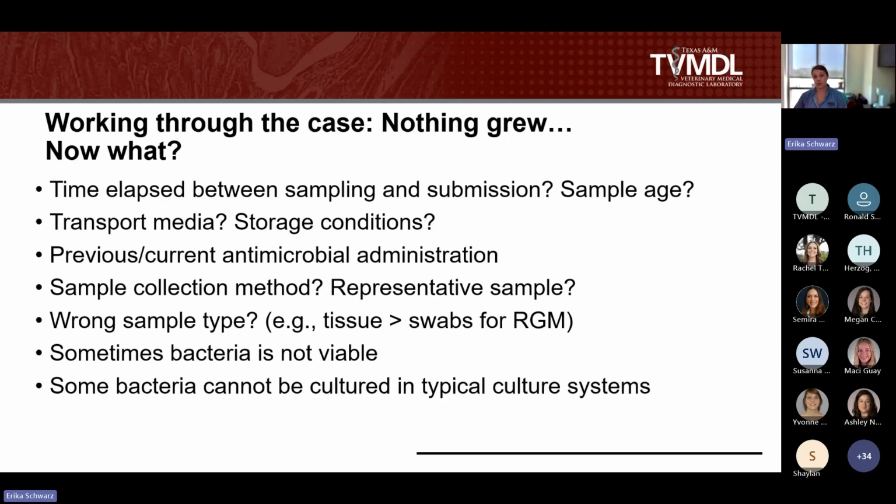Some bacteria can't be cultured in typical culture systems. So things like Leptospira, tuberculous mycobacteria, Coxiella, Chlamydia, some Mycoplasmas. These require very specific culture methods. Resampling versus different types of testing. We might need to consider other things that we could do to get you a diagnostic answer that doesn't include typical culture.